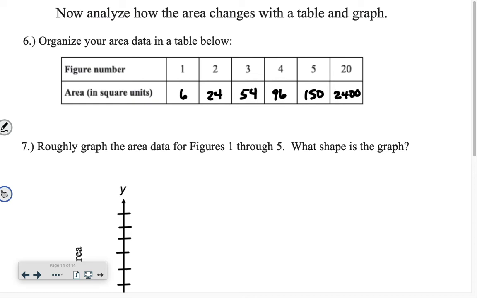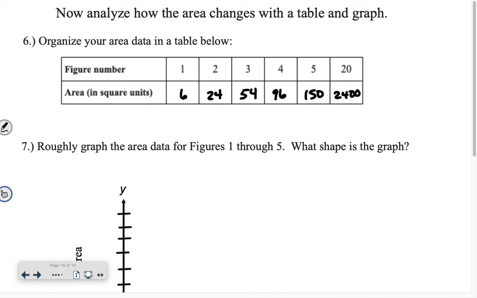Group A, this is the right area. Okay? Those are the right areas for group A. Group B, you should have had the same areas. Those are the same areas for Group B. Okay? Group C, you should have had 7, 28, 63, 112. If you had that, you're on the right pattern.